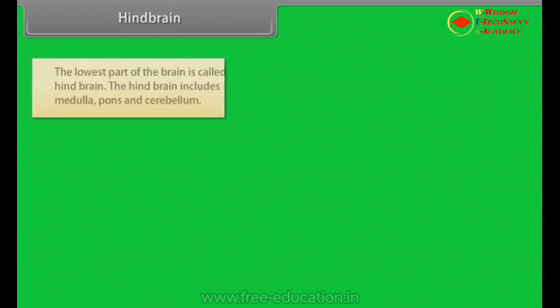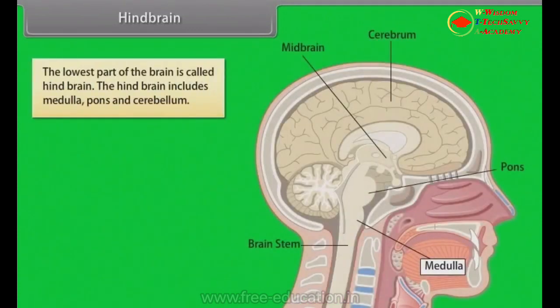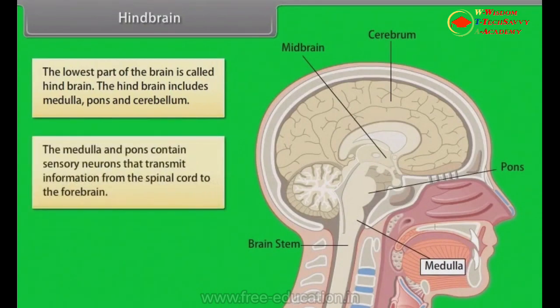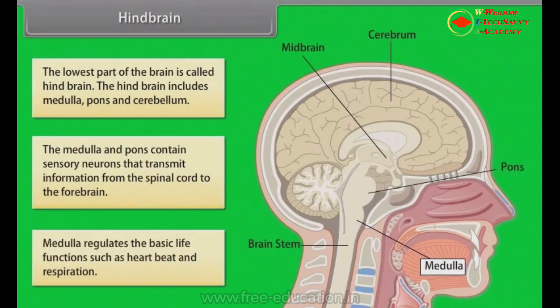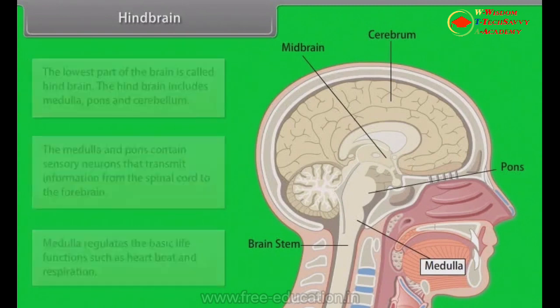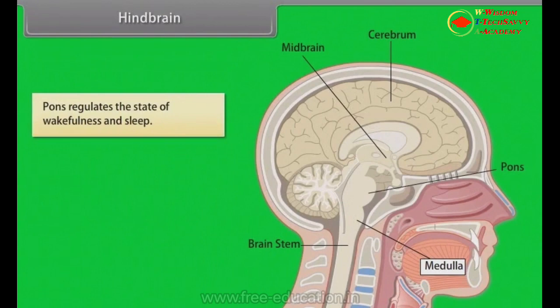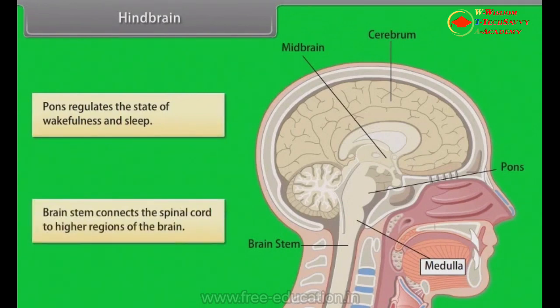Hindbrain. The lowest part of the brain is called hindbrain. The hindbrain includes medulla, pons and cerebellum. The medulla and pons contain sensory neurons that transmit information from the spinal cord to the forebrain. Medulla regulates the basic life functions such as heartbeat and respiration. Pons regulates the state of wakefulness and sleep. Brainstem connects the spinal cord to higher regions of the brain.